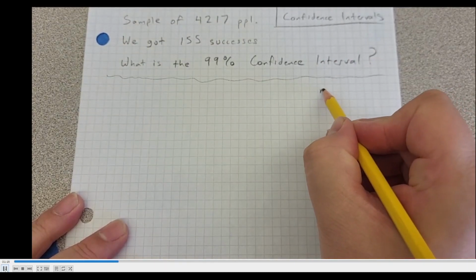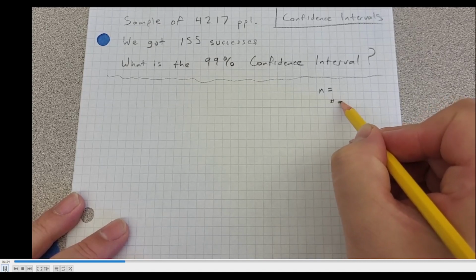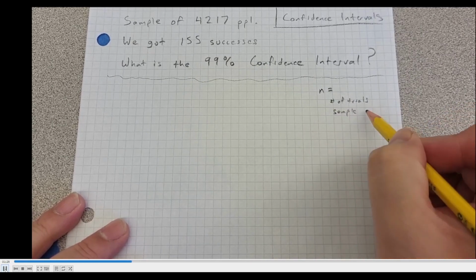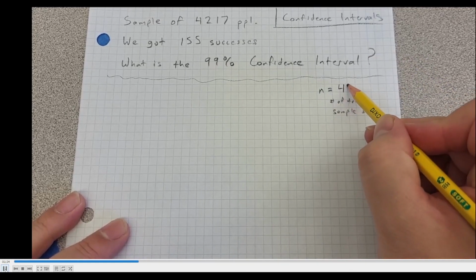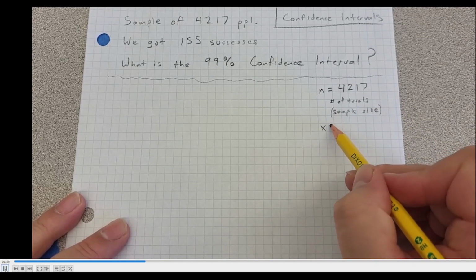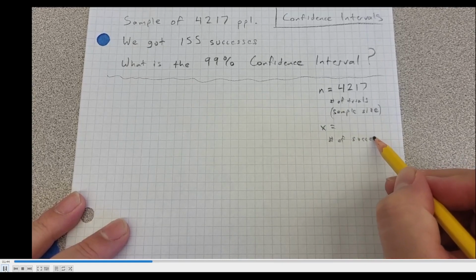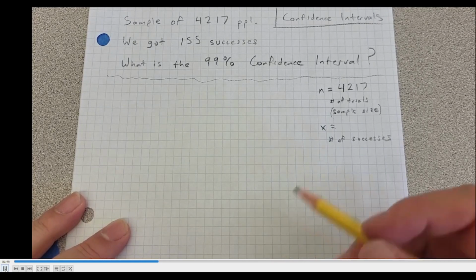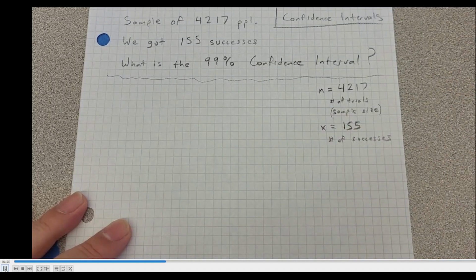Now, when I go about these questions, I like to pick out the important numbers. So the n is going to be an important number because that's the number of trials, otherwise known as the sample size. And I can see from the question that we have a sample of 4,217 people. So I'm going to write that down to the side. Then I want to write down my x to the side because I know that that's also an important number. It's the number of successes. As the question says, we got 155 successes.